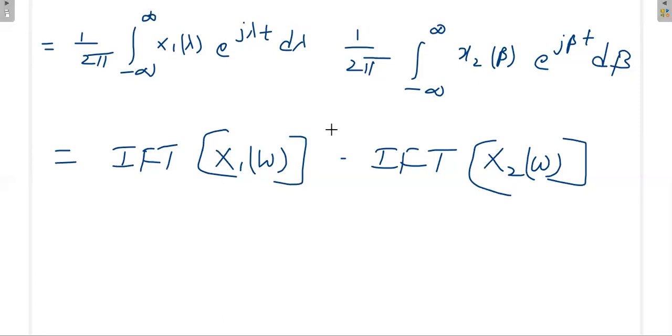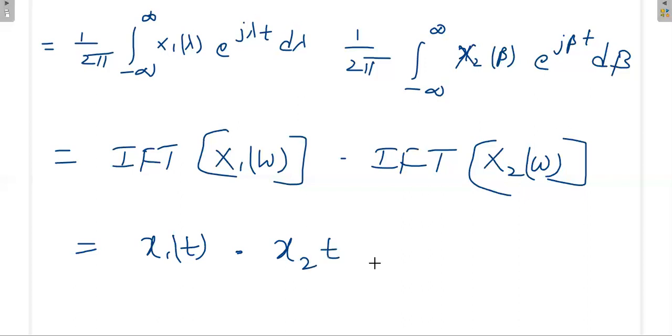Again, if you have a confusion here, finally you can replace lambda with omega, and here also you can replace beta with lambda, so that you'll get it like this. So this is the inverse Fourier transform formula for X1 of omega. The inverse Fourier transform of X1 of omega is x1 of t. Similarly, the inverse Fourier transform of capital X2 of omega is x2 of t.